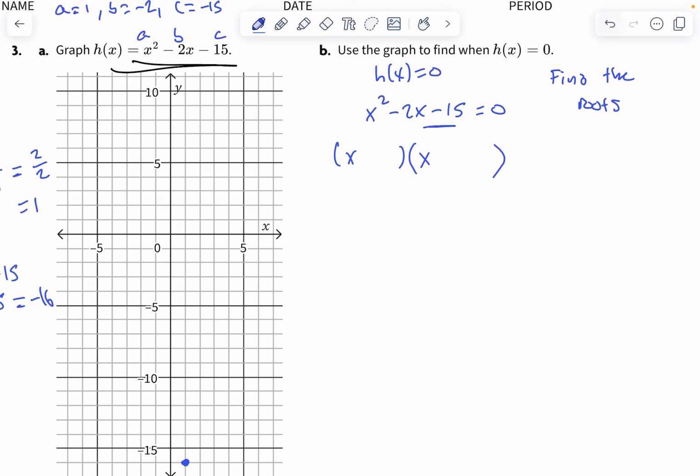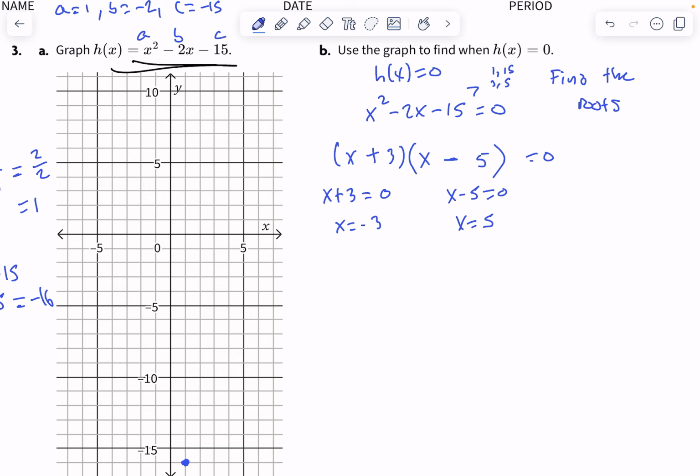How do I factor this, minus 15? I need numbers that multiply to negative 15 but add up to negative 2. Okay? So think about 1 and 15, 3 and 5. 3 and 5 sound like a really good fit, right? So this is going to be a plus and a minus. And then I need a minus 5 plus 3, which equals negative 2. Let's set them equal to 0. x plus 3 equals 0, so x is equal to negative 3. x minus 5 equals 0, so x equals 5. So those are the roots.